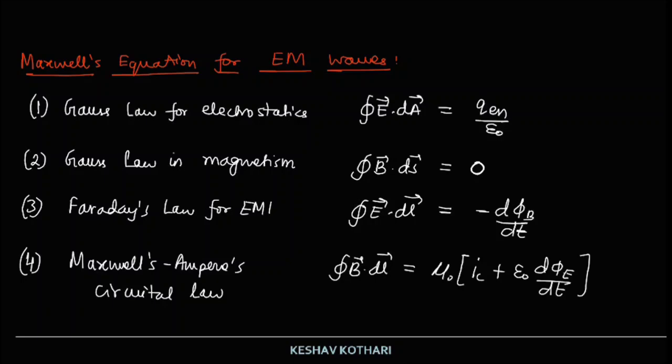So these are the four equations of Maxwell, which we collectively call Maxwell's equations. Whenever a question is asked to write down the Maxwell's equations for electromagnetic waves, this is going to be our answer. That is, we will be writing all these four equations, and in the next segment we will be using these equations for knowing the various aspects of electromagnetic waves.